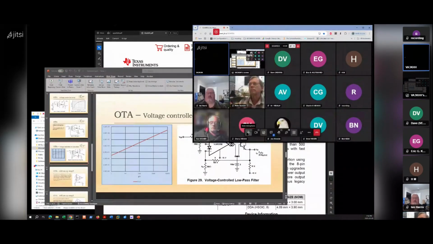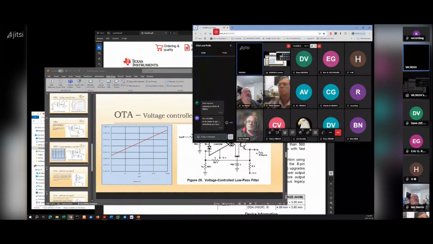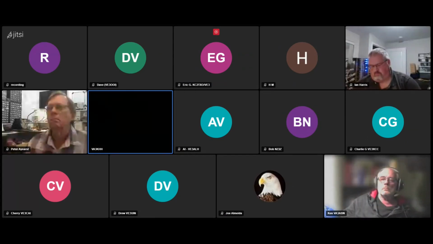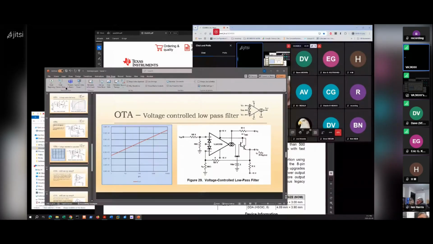All right. So that's the operational transconductance amplifier. Let's see. Okay, I got to go back to. Do this again, and okay.